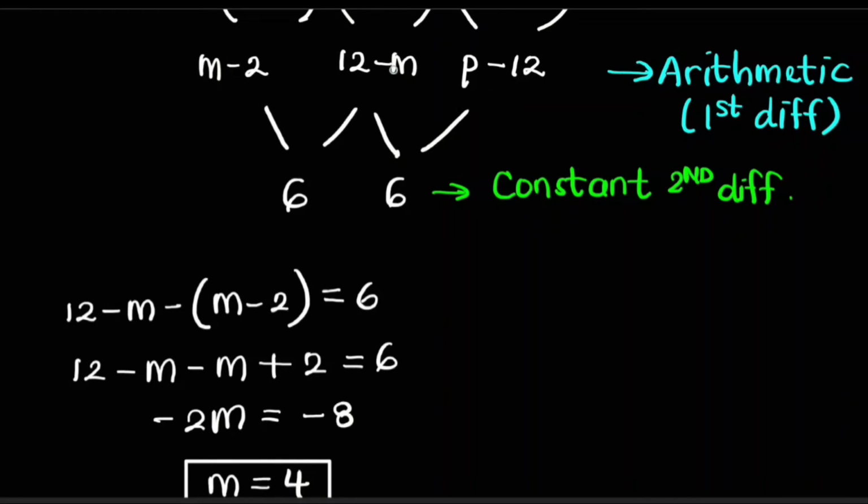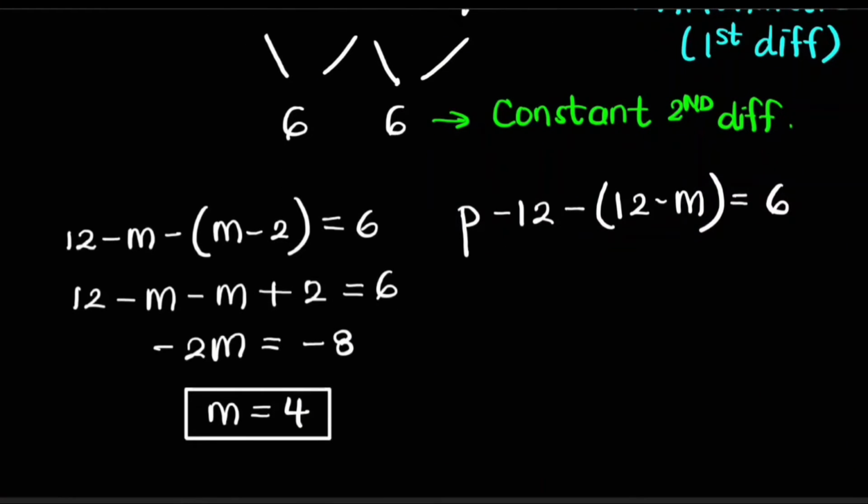Now let's work with the next two terms. So the difference between 12 minus m and p minus 12 is 6. So we would have (p minus 12) minus (12 minus m) is equal to 6. And here's the thing, we now know what m is. So we can replace m with 4. Now let's take that negative and multiply into the bracket. We get negative 12 plus 4 is equal to 6.